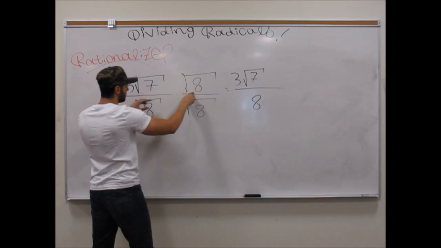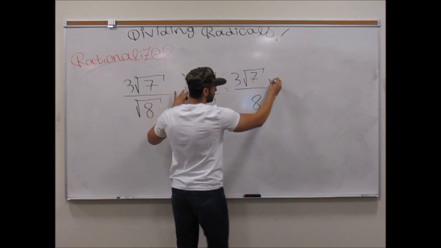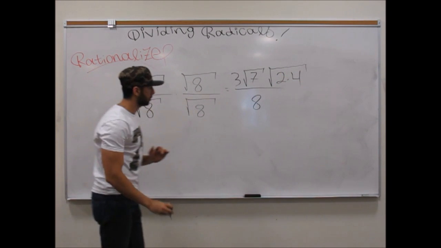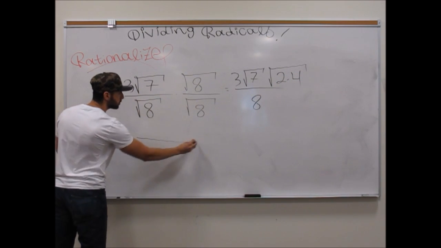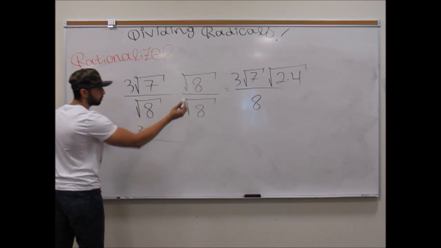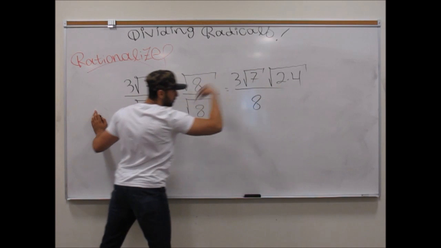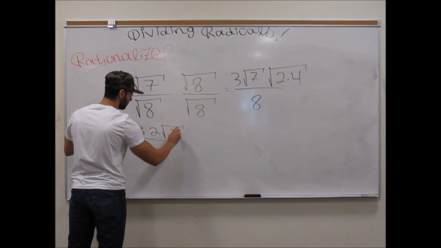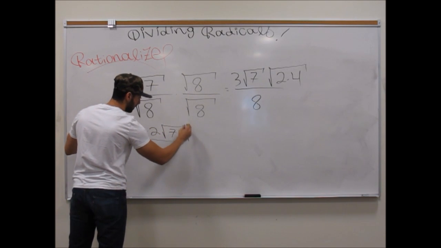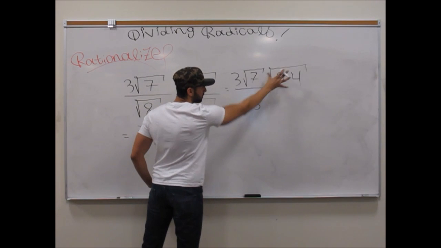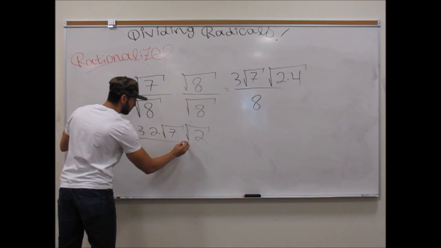But then let's rewrite this rad 8 as 2 times 4. Okay, so then you come over here, then you got the 3. Now what's going to come out is this 4 is a 2, right? So you got 3 times 2 times rad 7. And then there's the rad 2 also, right? Because you can, again, separate these. And that's all over 8.